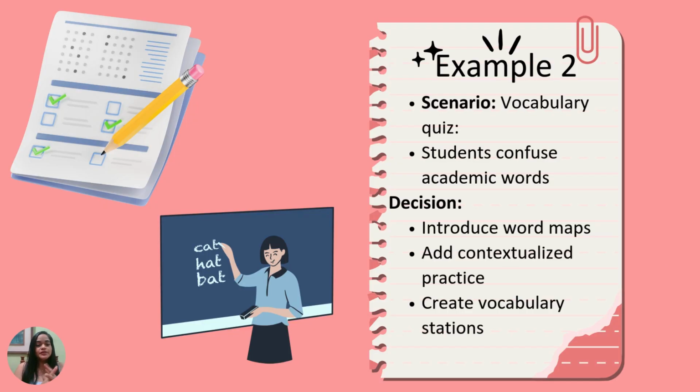In example number two, we have a vocabulary quiz. If several students confuse academic words, this shows that they need deeper vocabulary support. As a response, the teacher may use word maps, contextualized practice, or vocabulary stations to reinforce meanings. Again, the instructional decision is based on students' demonstrated needs.